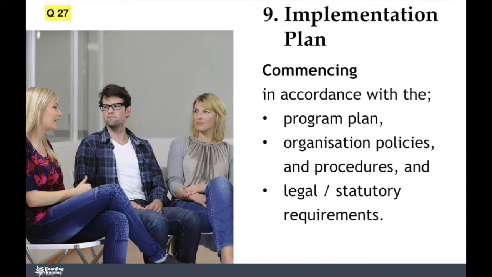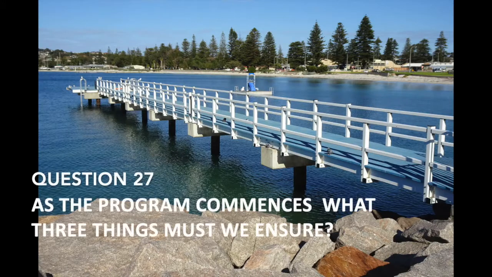So the implementation plan. As the program commences, we must be sure of 3 things. The first is that the program is consistent with the program plan. The second is that it follows the organisation's policies and procedures, and the third is that it follows all of your legislative requirements. So those 3 things. Question 27 asks, as the program commences, what 3 things must we ensure?